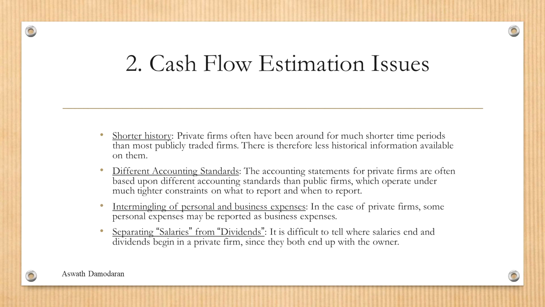And the third issue is you will see a lot of intermingling of personal and business expenses. In the case of private companies, some personal expenses may be reported as business expenses. And then lastly, for a private company, you probably need to separate salaries from dividends, because it's difficult to tell whether owners of the company take money from the company in terms of salary or dividends. So that's another issue that you need to think about.